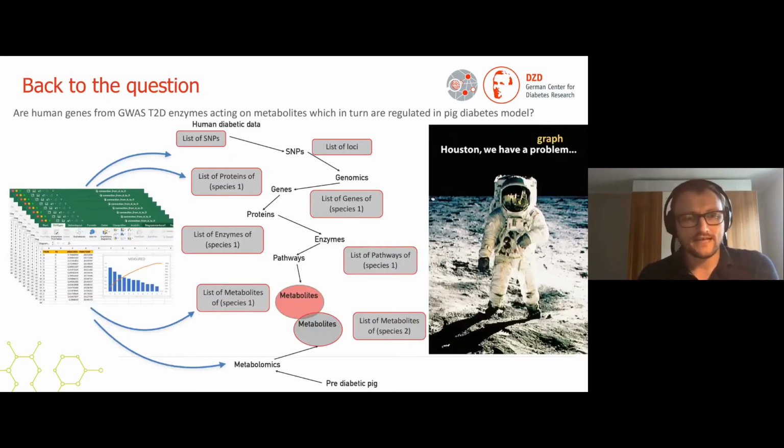When we get back to our data silos and Excel sheets and relational databases, we transform these into our graph. And this shows us we have a graph problem, right? So we can connect here human data on genetic level, on protein level, on metabolite level, and we can even connect that to animal models and query data.